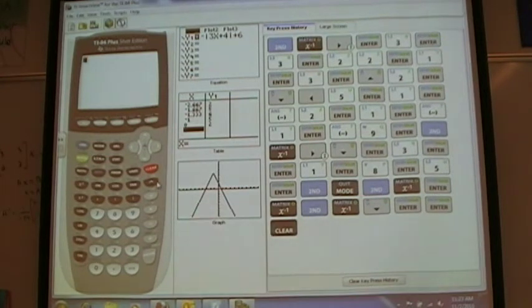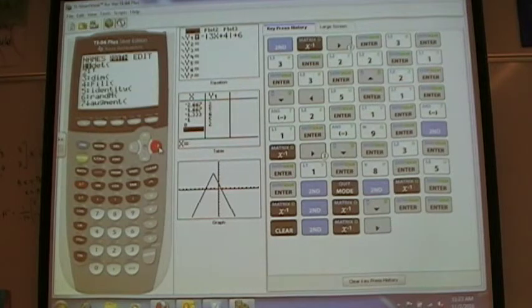Alright, so go to second matrix, and we're going to go over to edit. The first matrix was a 3 by 3. So hit enter. 3 enter, 3 enter. 2, 1, 3, 5, 1, negative 2, 1, negative 1, negative 9. Type that in.